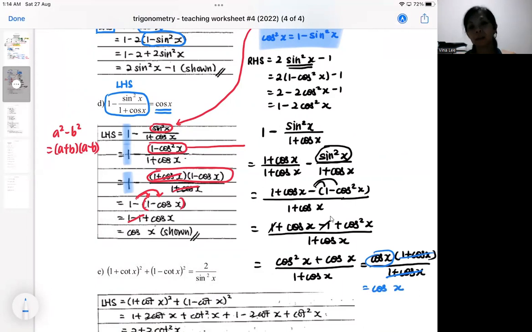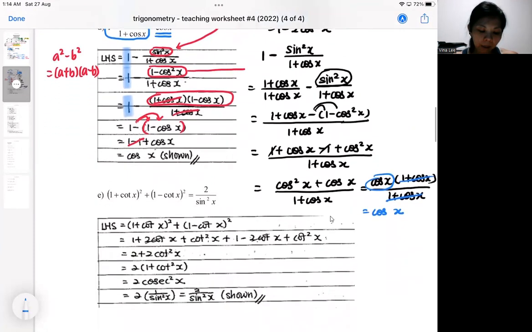So for part D, this will be the 2 approaches. Both will get you full marks. Both have some amount of factorization. The first method of factorization is a squared minus b squared. The second method is just taking out common factor. Okay, so these are the few factorization techniques.